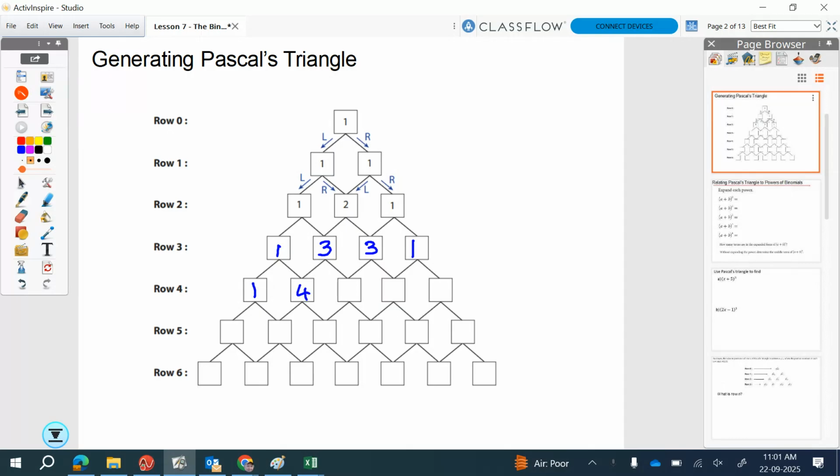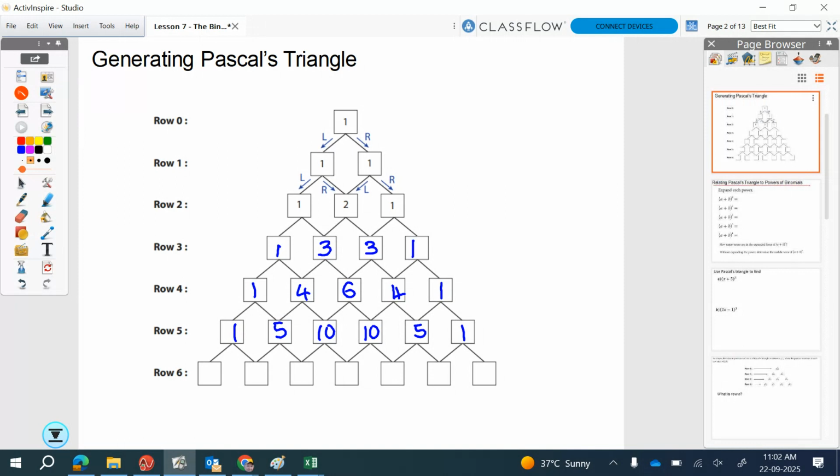4. Oh, 6. What's going to get here? 1. And the next one? 5. And the next one? 10. And the next one? 5. 1. What you'll notice is that there's like a mirror image pattern as you go across.